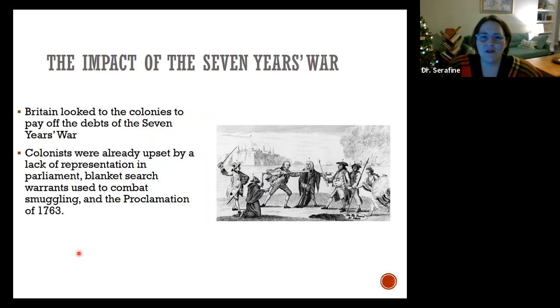So at the end of the Seven Years' War, we already have tensions between colonists and England, colonists and the crown. We're going to see those tensions escalate as Britain is going to try and pay off this war by raising money off of the colonies. That's what colonies exist for, according to the ideas of mercantilism. Colonies exist to enrich the crown, to enrich the country that you came from.